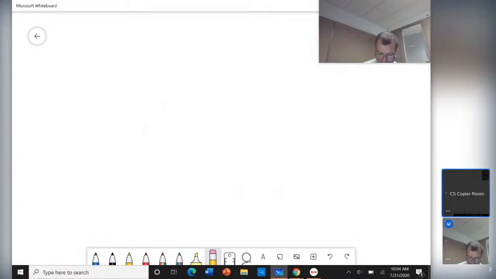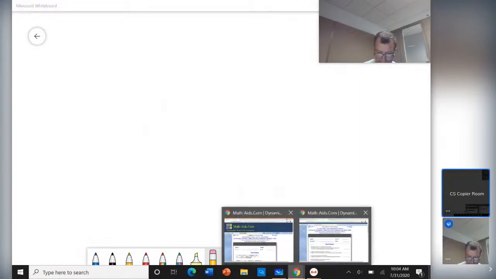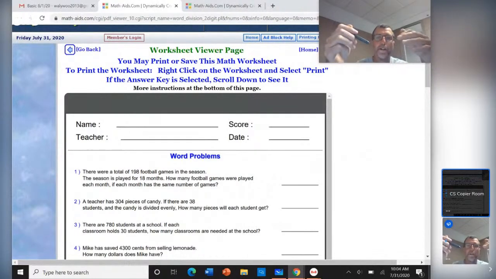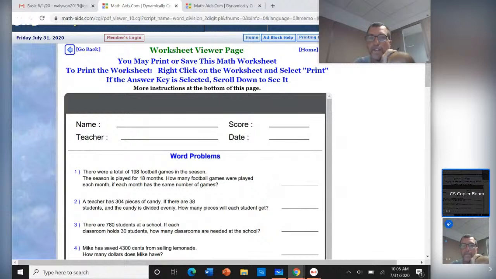And I want to go back to these problems real quick. Okay, so how do you know it's division? Because how many games were played each month? So you're trying to figure out the number of games in the month out of the total games. So this one also has 304 pieces of candy divided among 38 students. So it says divided right here. That's a clue that it's going to be a division problem. And this one, you're trying to find out the same amount of games each month. So that would be a clue that it's division. Okay.